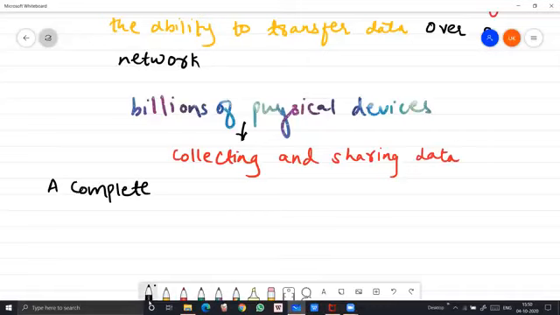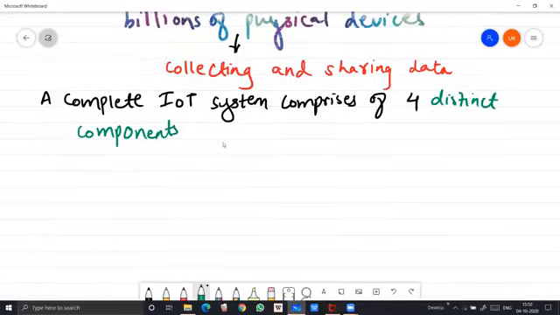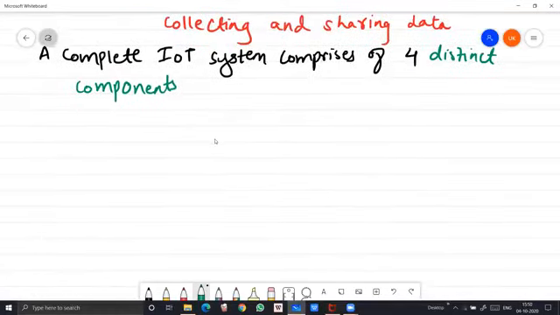Now, very important thing here, students: it comprises 4 distinct components, on which it works. So you have to have a look at this, because these 4 components make your system work in the Internet of Things technology.